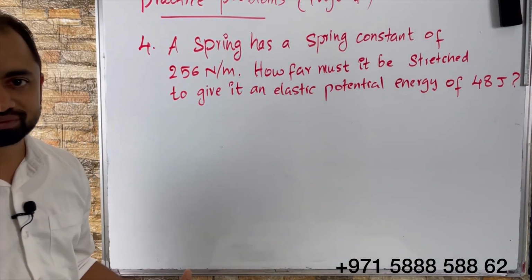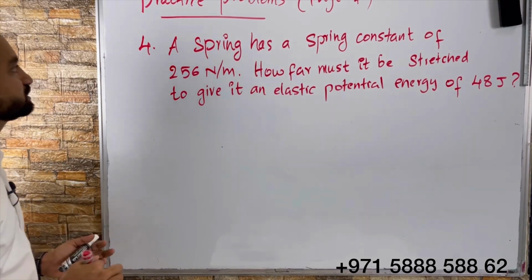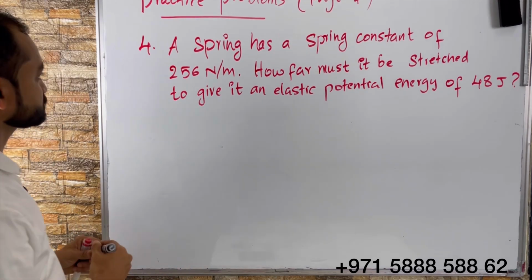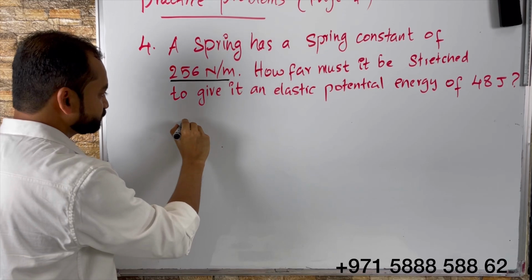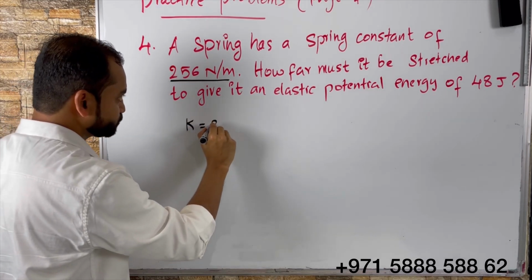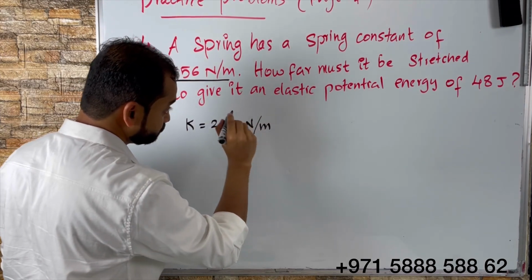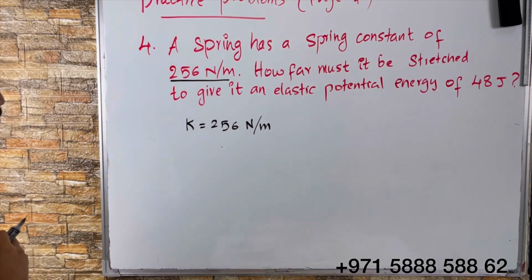Question number 4, challenge. But it's a very simple question. There is nothing challenging in this. A spring has a spring constant of 256 Newton. So the spring constant is given: k equal to 256 Newton per meter. Newton per meter, okay, not Newton. Newton per meter is the SI unit for spring constant.